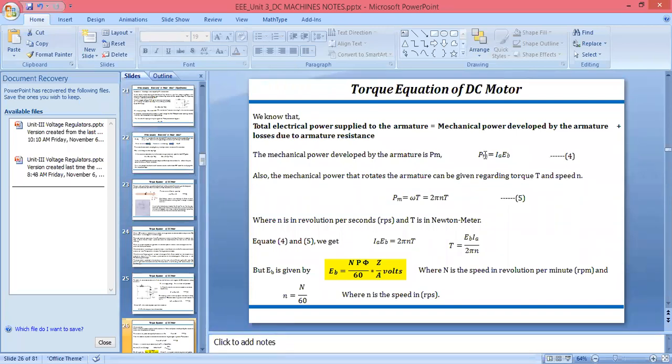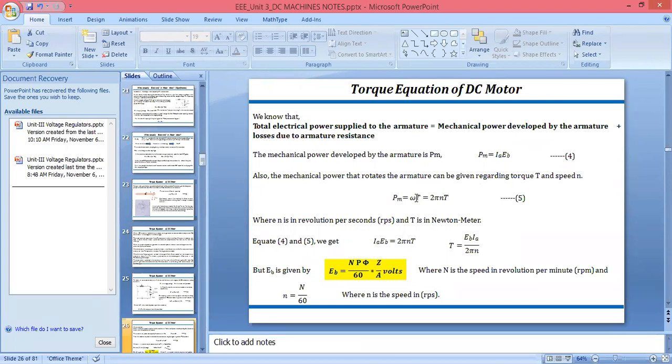I have taken PM here. M is used for the mechanical power, that is the mechanical power in the DC motor. So we can take PM equal to IA into EB. But we know the mechanical power that rotates the armature can be given in terms of torque and speed. T is torque and W is angular speed.